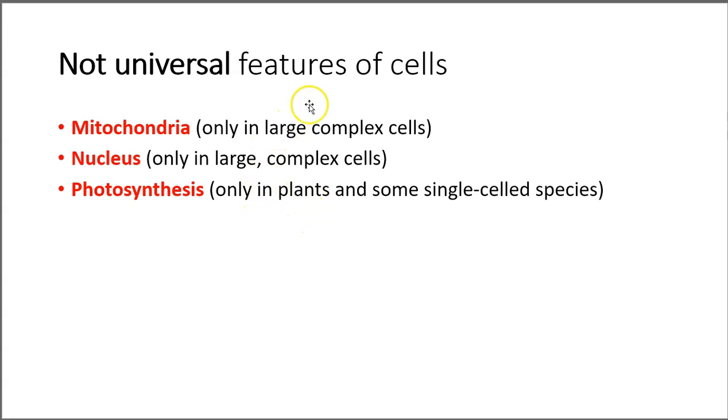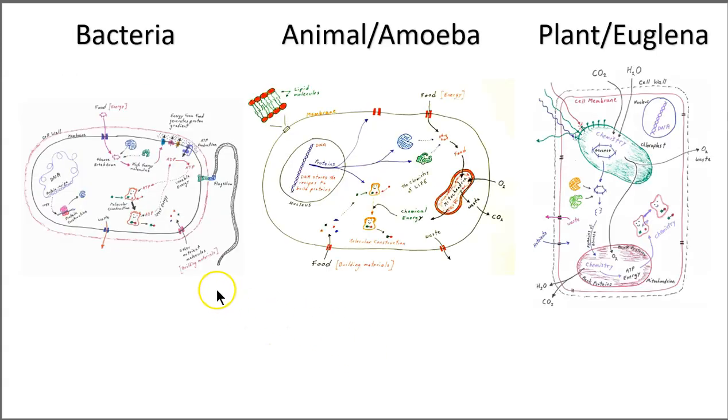The non-universal features of cells would be mitochondria, only present in the large complex cells, which is pretty much everything on planet Earth except for bacteria type of cells. Not universal would be the nucleus, only found in large complex cells. Again, bacteria don't have them. And photosynthesis, only found in plants and some single-celled species, like Euglena or some bacteria. So this concludes our comparison of some of the different kinds of cells on planet Earth.